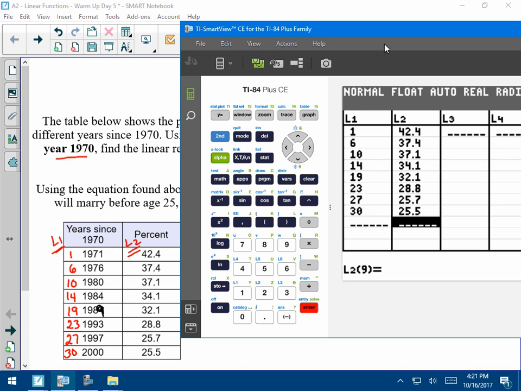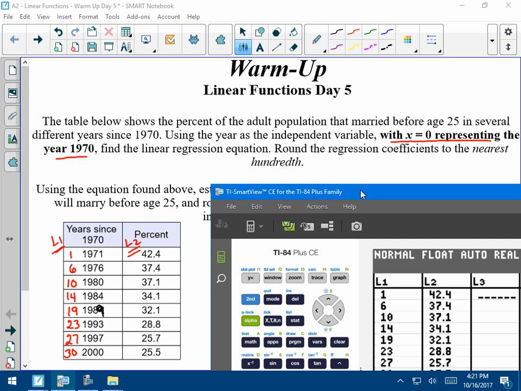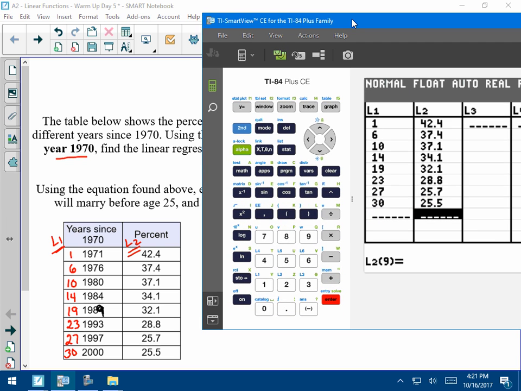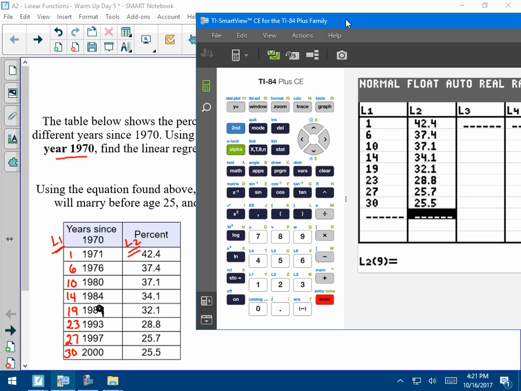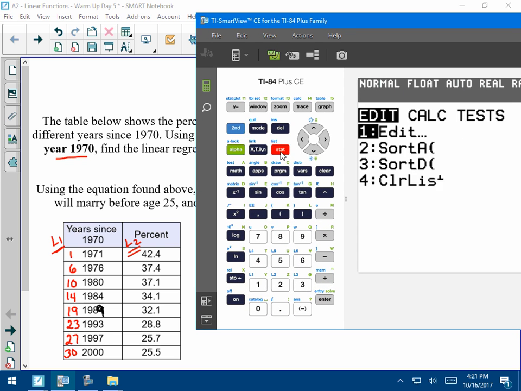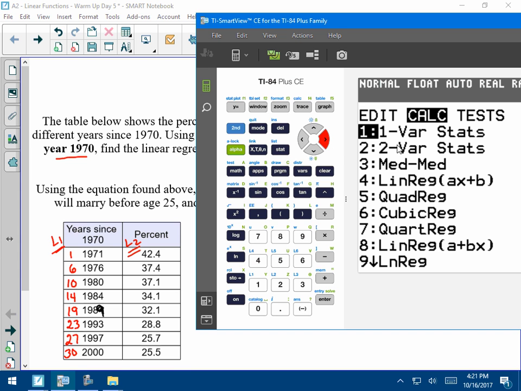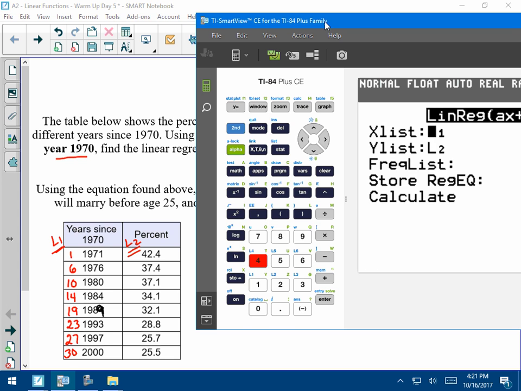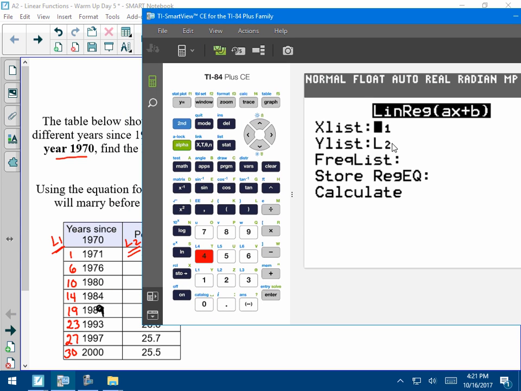Okay, so hopefully we got all those into L1 and L2, and then I want to find the linear regression equation. Where do I go for that? Remember, I go Stat, Calc, LinReg, so choice 4. Then if you got a new calculator, you should have X list as L1, Y list as L2. Remember, make sure there's nothing in freq list. That should be empty. You don't need anything in store regression equation either. Just go right down to calculate.